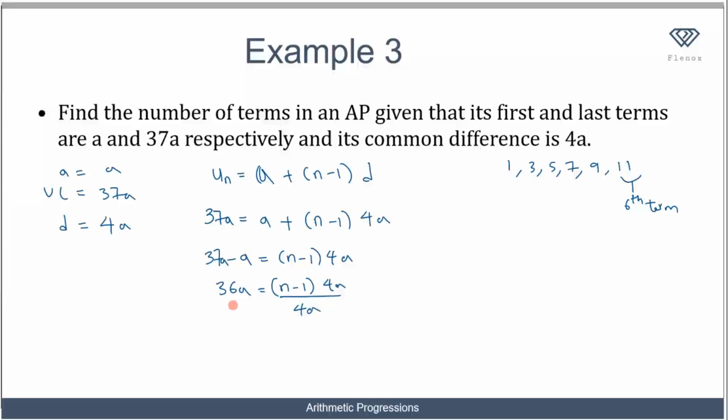If I divide both sides by 4a, a cancels a, 4a cancels 4a. So I'm left with n minus 1 is equal to 36 divided by 4, which is 9. So n will be equal to 9 plus 1, which is 10. So the last term here is the 10th term. As we have discussed, it also means that the number of terms in this AP is equal to 10. So that sums up all we need to know with regards to arithmetic progressions.